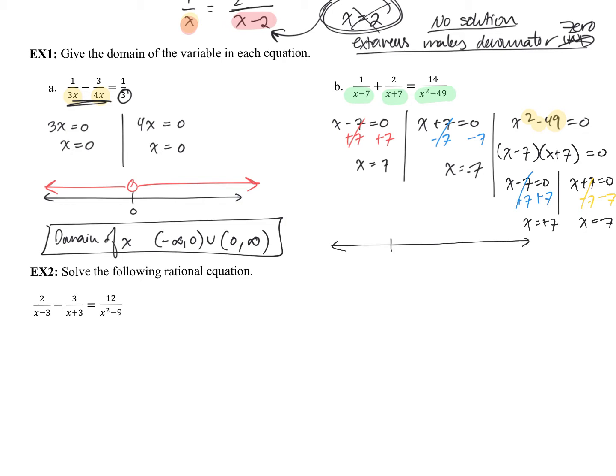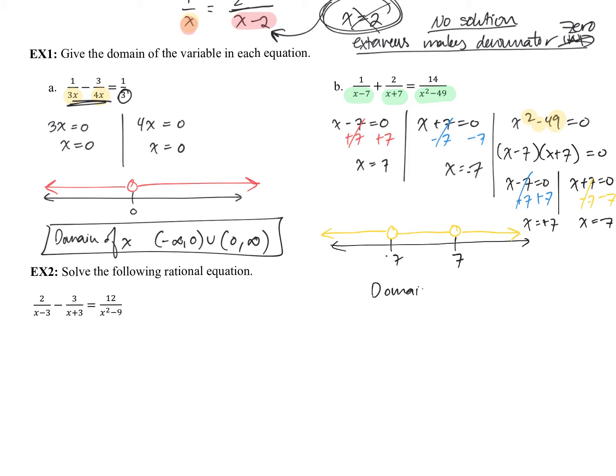Go ahead and graph those. Negative 7 and 7. So those are the two problem numbers that would make my denominator 0. Any other number could be a possible solution. It's not saying that all the other numbers are the solutions. It's just saying any other number would be okay if it was a solution.